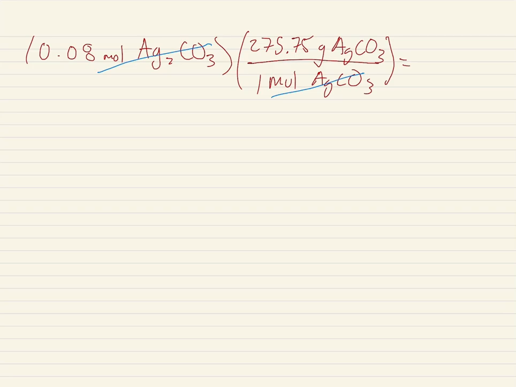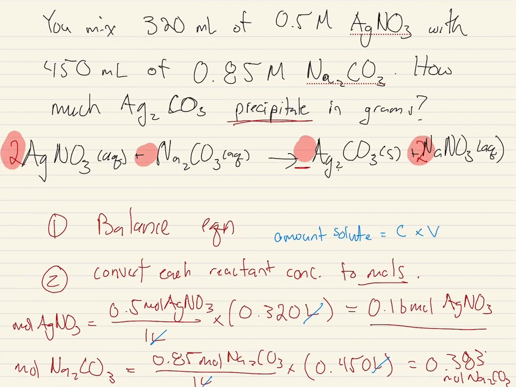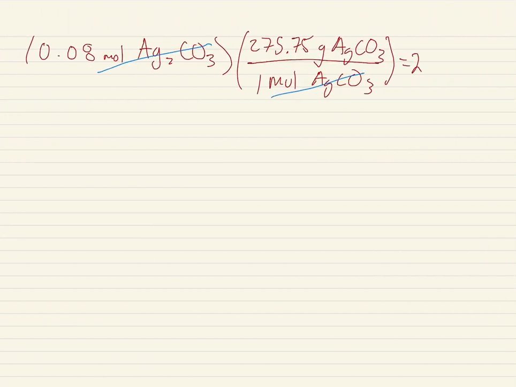It should be pretty, huh? 22 grams. We got 22. Let's see, how many sig figs did I give you? 2. That's fine. 22 grams of silver carbonate. So this is the amount of precipitate that you should expect in solution if things are 100% efficient, right?